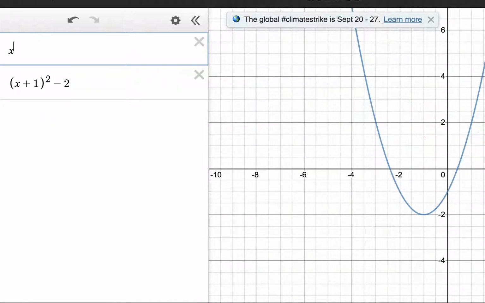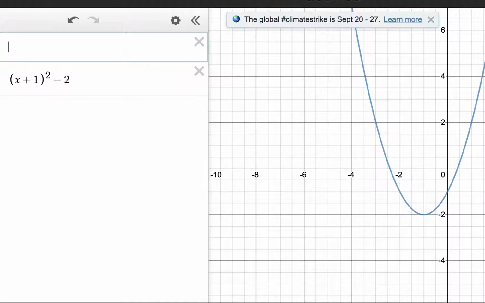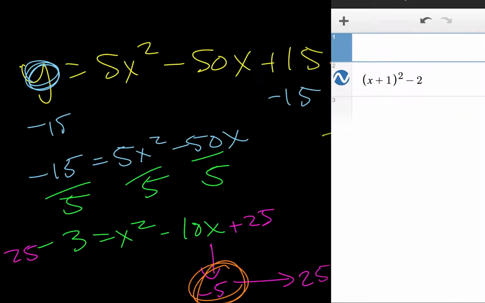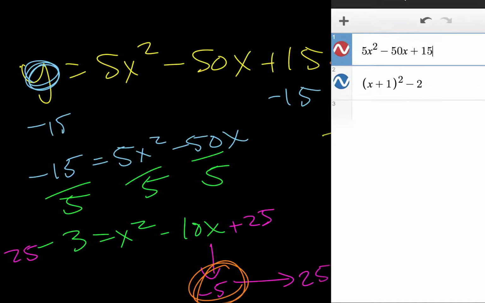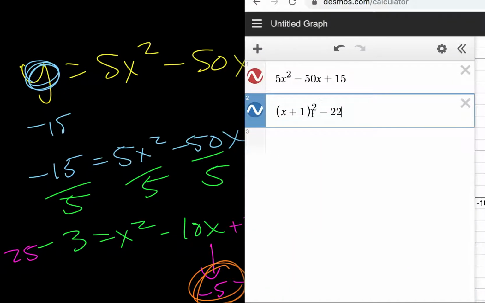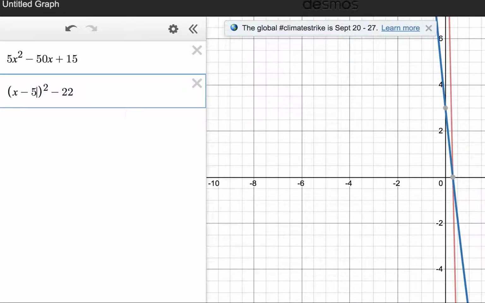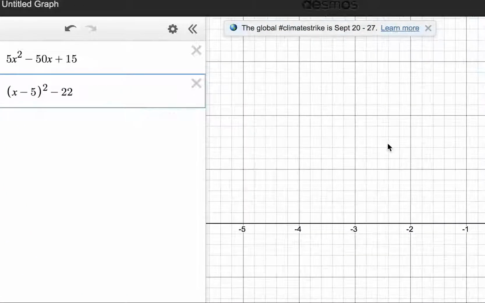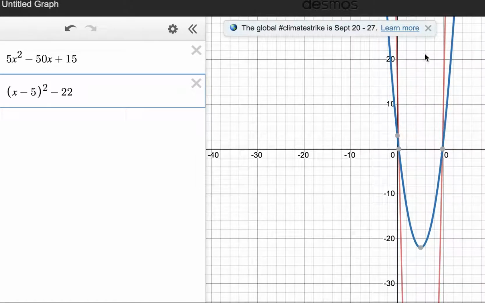So let me enter the original. So the original is right there. So it's 5x squared minus 50x plus 15. And then our answer. Okay, so let's look at this. Okay, so we can see that obviously the blue and the red are different.